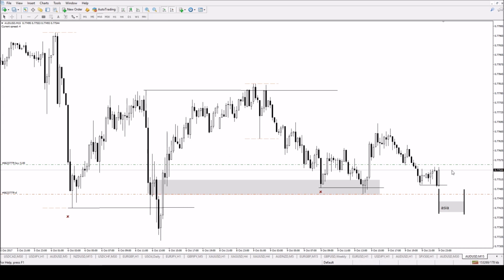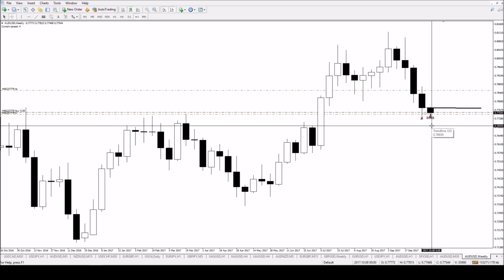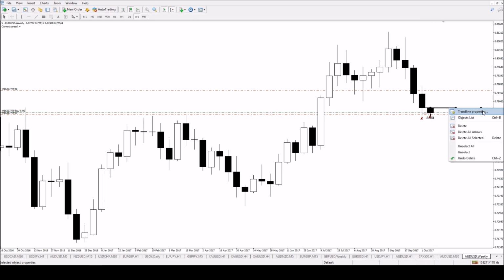So we're in the kill zone, or the session time. I'm expecting a move. Now we are below the weekly open. Okay, so if I just mark out the weekly open, the weekly open comes in at 7772.